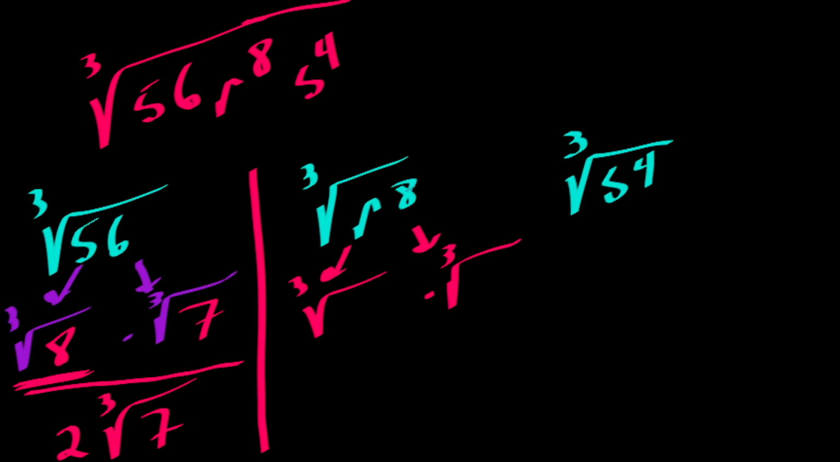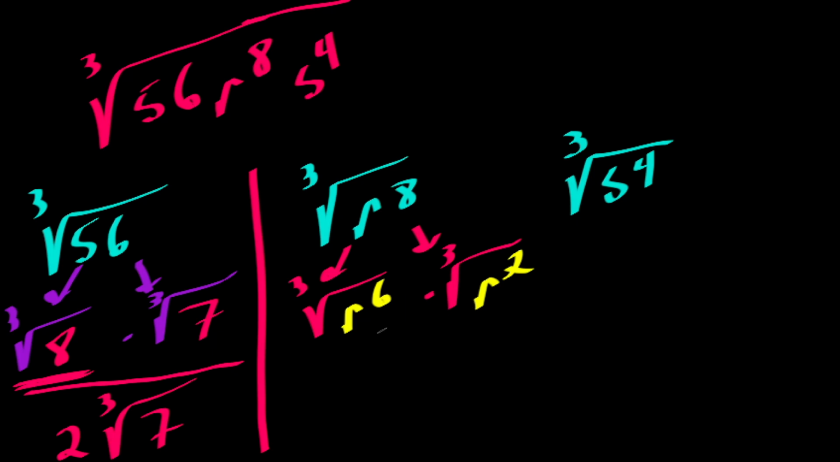So we could do r to the 7th, but 7 is still not divisible by 3, so let's try r to the 6th. Is 6 divisible by 3? Yes. So now our job is to just figure out what has to be in the second radical in order to get back to r to the 8th. And I think we could all figure it out by now. It's going to be r to the 2nd.